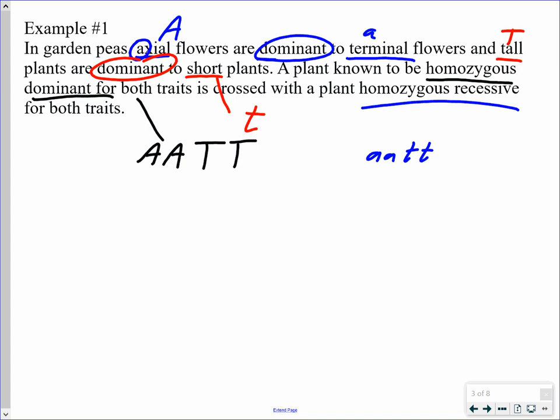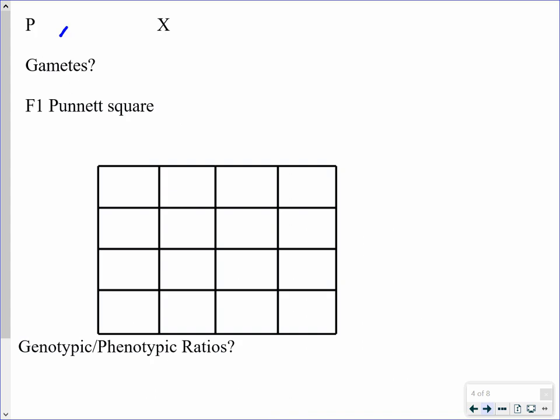So let's just fill that in again for the parents. So it was the big A, big A, big T, big T, and all lowercase letters for the other parent. The gametes for these ones, relatively straightforward.